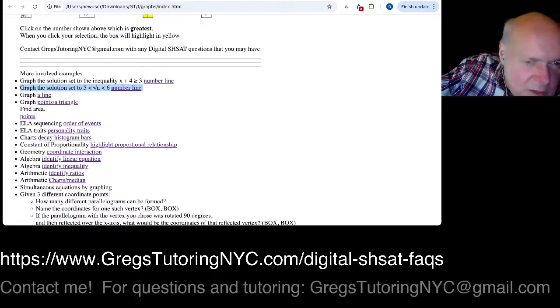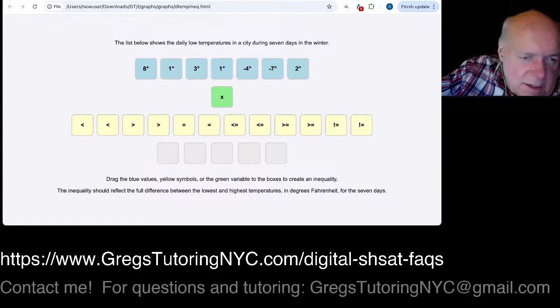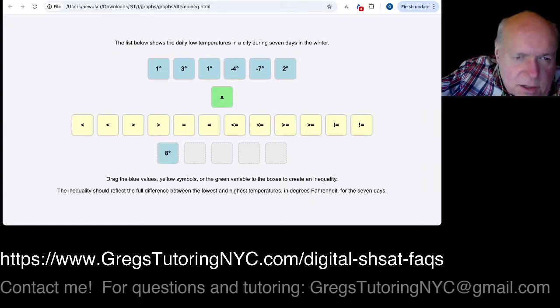So if we come back to this, where are we? Identify an inequality. Same kind of thing here, right? We have temperatures here, and they want you to write an inequality showing the low versus the high. So we could take, for instance, the 8 here. Oops, didn't let me drag that. I'm putting it in the wrong place, that's why. The 8 there is going to be on the high end. So that's going to be greater than or equal because that was the temperature.